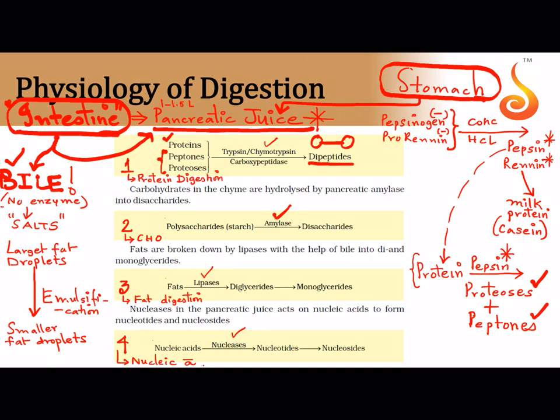So we saw protein digestion. Ultimately, proteins, proteoses, and peptones are broken down into the simplest of proteins, which are called dipeptides, which have only two amino acids connected by a peptide bond.